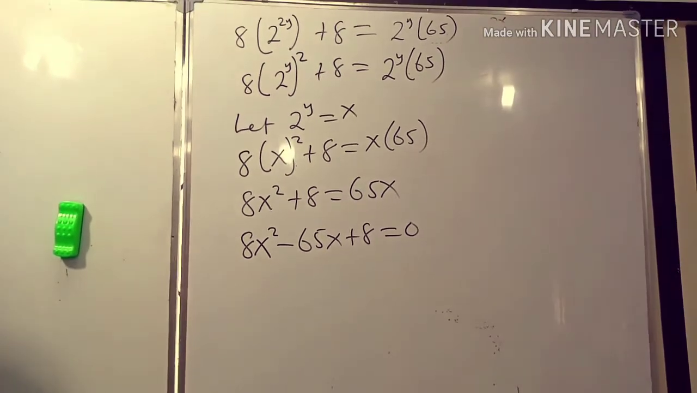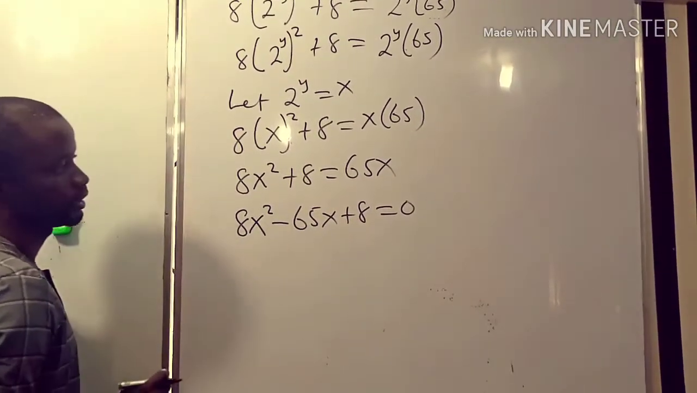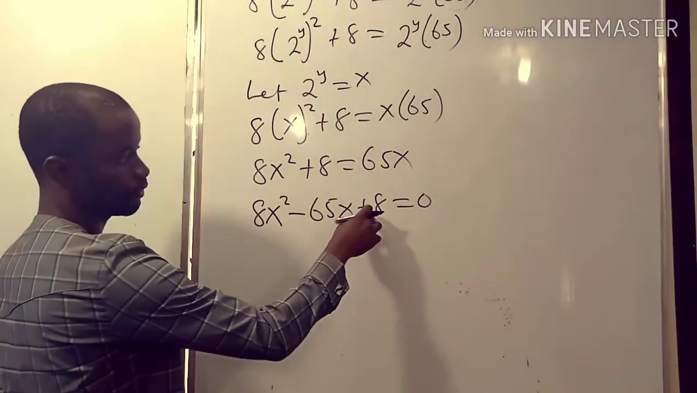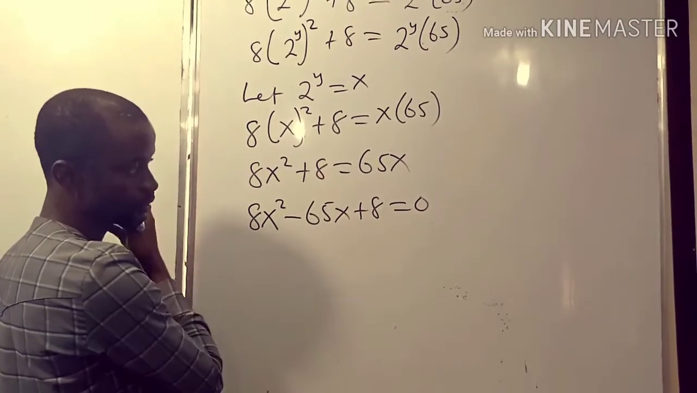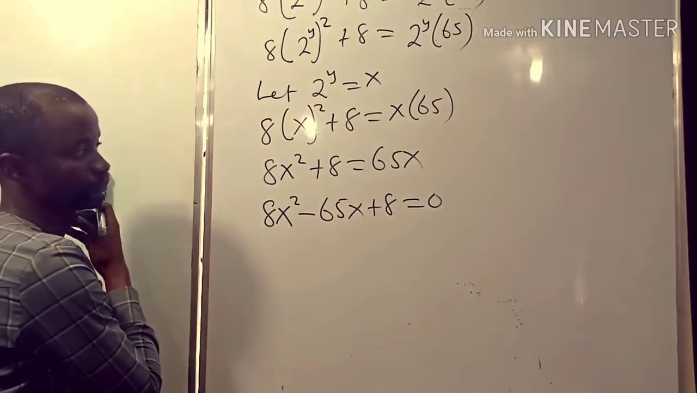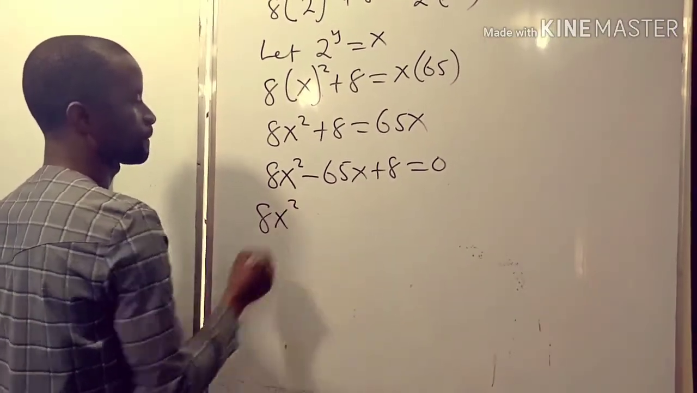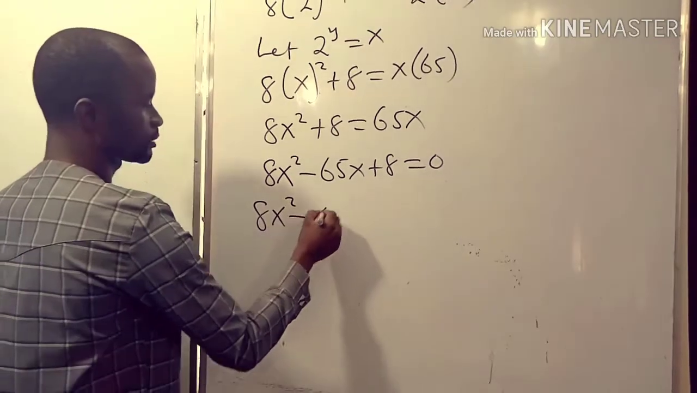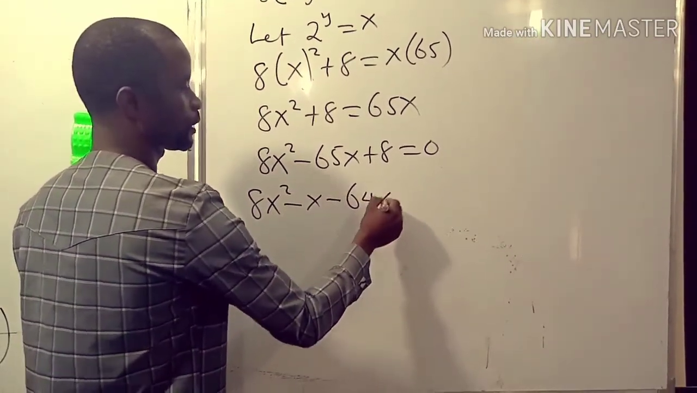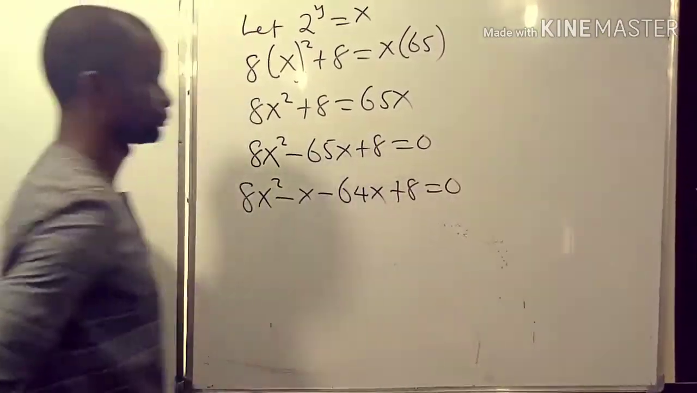Now it's factorizable because 8 times 8 is 64, and then 64 times 1 is 64, and 64 plus 1 is equal to 65. But you have a minus sign here. That means minus, that will be 8x² - x - 64x + 8 = 0.